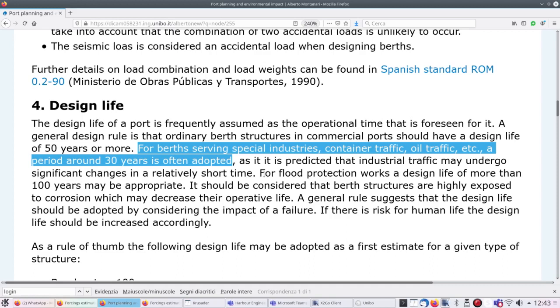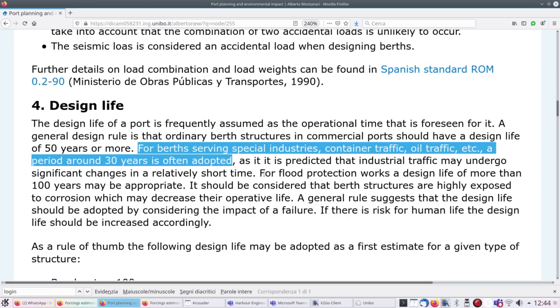But when the impact of maybe a failure of the berth is not causing a concern for the human life, but it's causing a concern for the commercial activities, for the break that we may have in the service, then we can adopt a design return period which is like some 50 years, even less if the commercial activities are intensive, because as we said, we know that these activities undergo significant changes over time.